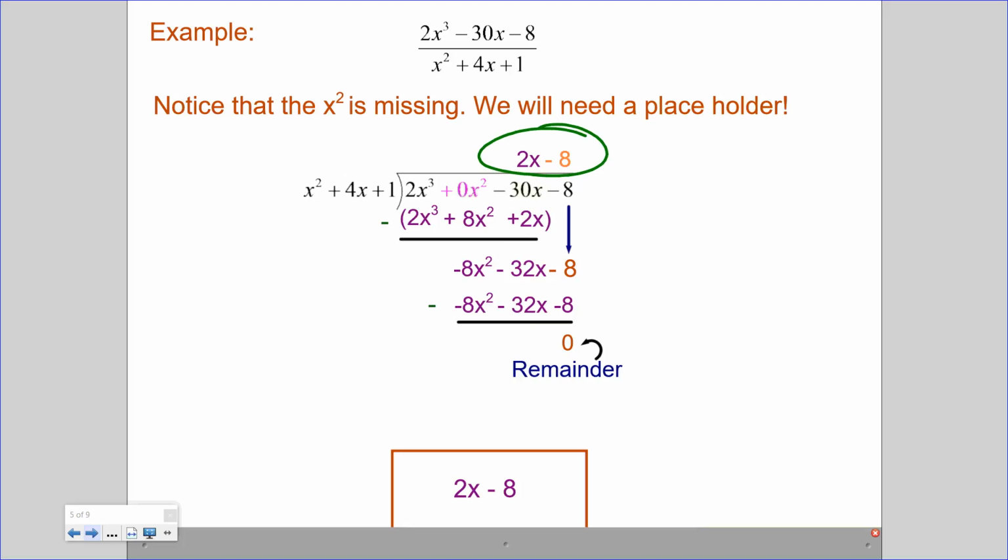And the thing to take away from this problem was that if your numerator was missing a term in that descending order, you do need the placeholder so that when you are going through the process, all your like terms can line up under something else. So this one divides to be 2x minus 8.